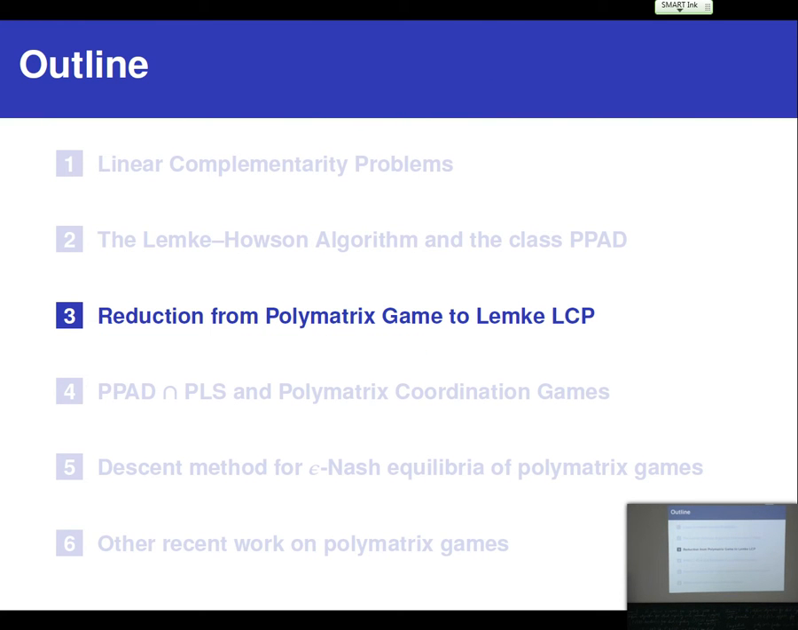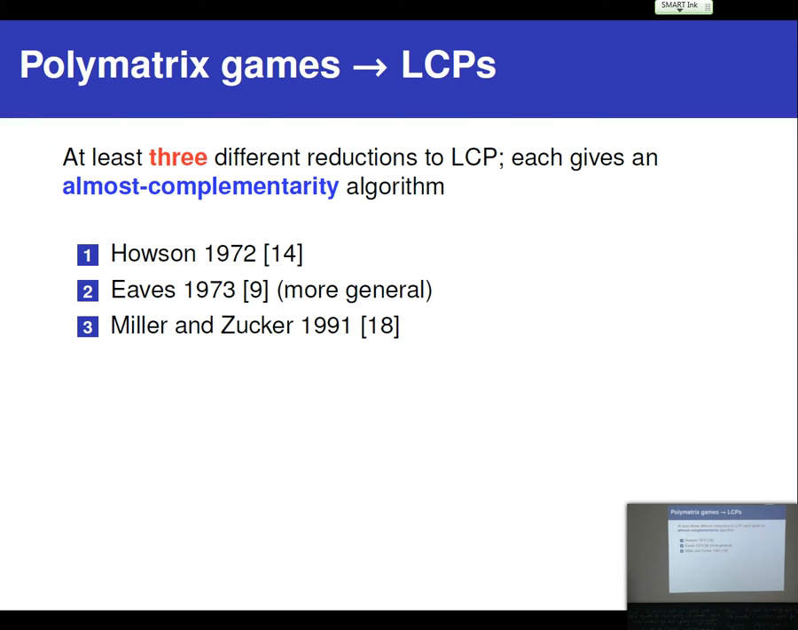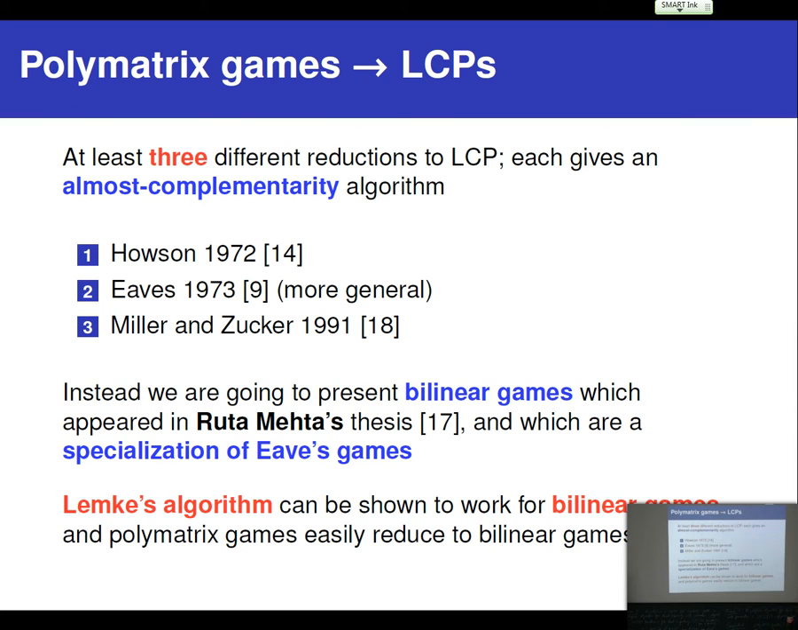Okay, so now let's look at a reduction from polymatrix games to Lemke LCPs. There are at least three in the literature: one by Howson, a more general construction by Eaves, and something by Miller and Zucker in the 90s. What I'm actually going to present here instead is something that I found in Rauter's thesis. So if you have questions on it, just ask her. I think she was motivated by some work with Bernhard that I'll talk about in a minute. But it turns out this is actually a specialization of the general thing that Eaves had in his paper.